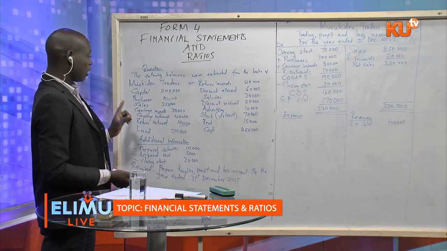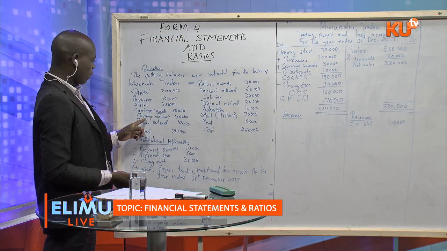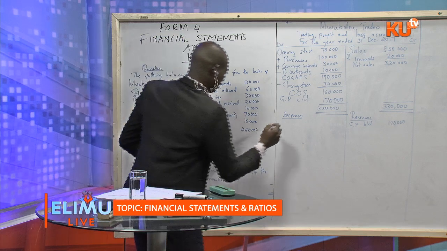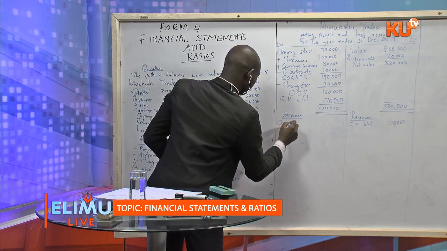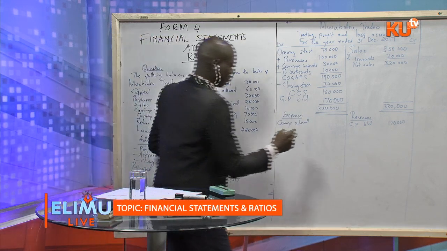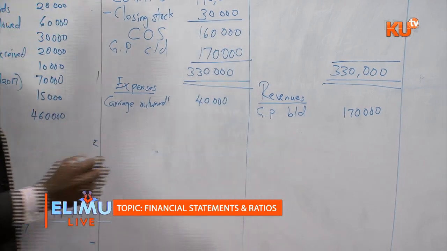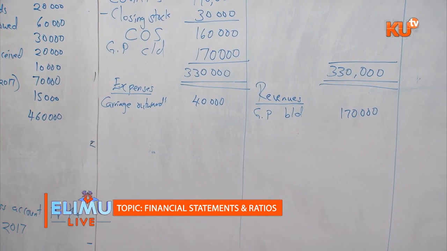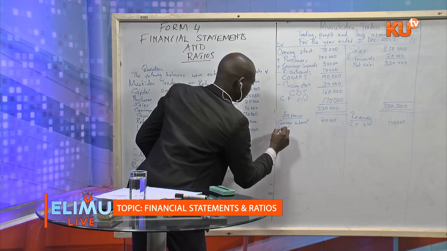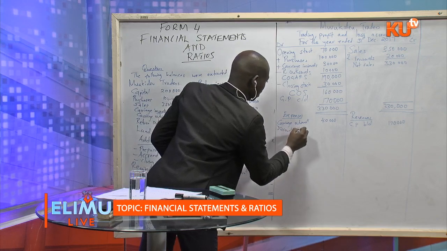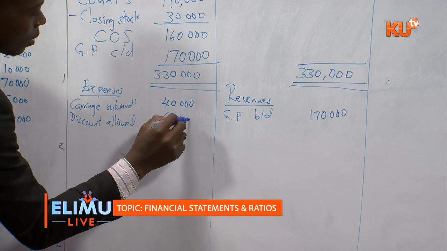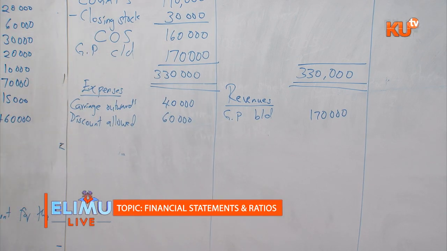Capital, we've not captured it because that will go to the balance sheet. We are at the stage of carriage outward. And carriage outward, we said, is an expense. So we record it here, carriage outwards, given as 40,000. We go to the next. We have discount allowed. So we record discount allowed. Discount allowed in this case is 60,000. And then we go to salaries.